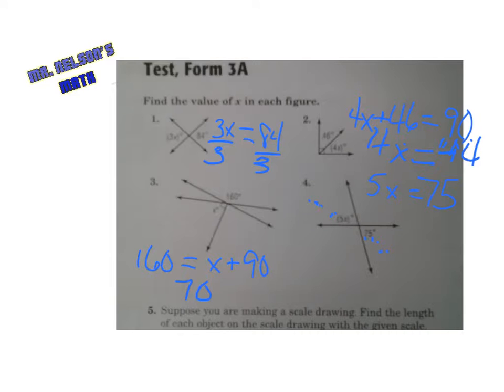And finally here, 5x and 75. They're vertical angles. 5x equals 75. Divide each side by 5. I think you should get 15. There you go on those.